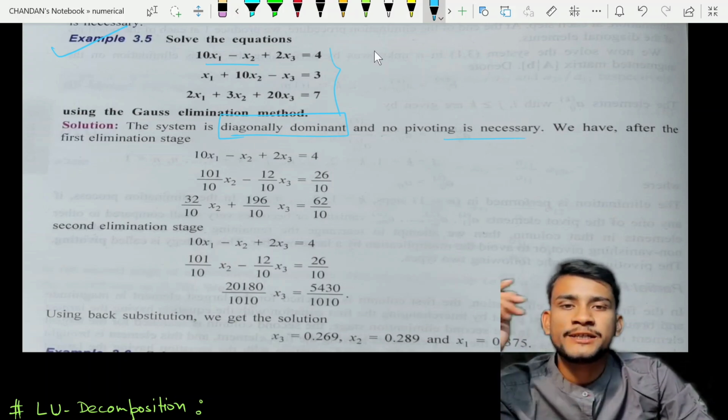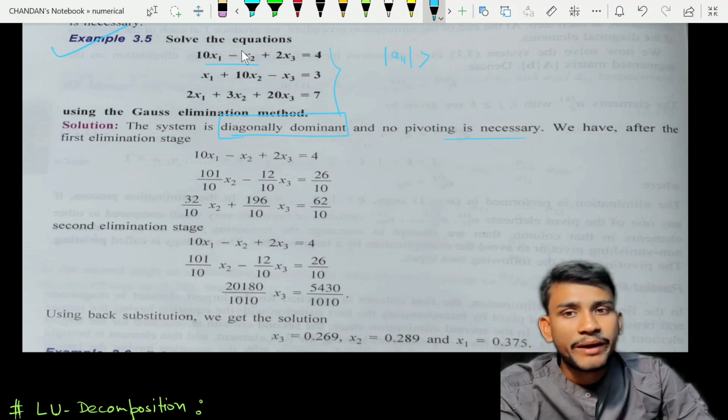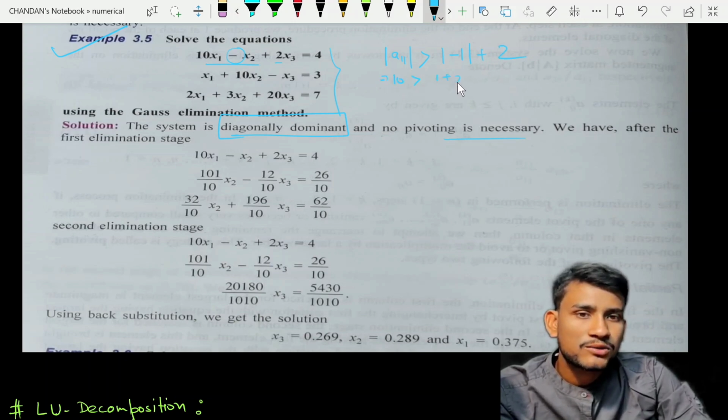Diagonally dominant means that the value of the diagonal element, that is a11, is greater than the sum of the other two elements in magnitude. That is, this coefficient is -1, so we take 1, plus this is 2. Okay, so here this means 10 is greater than 1 plus 2, which is equal to 3.